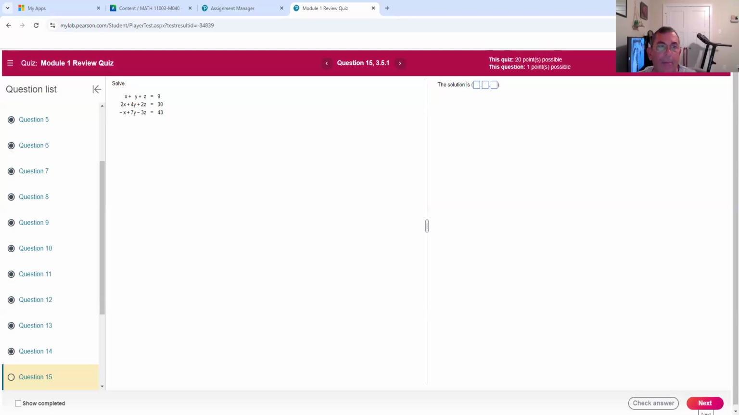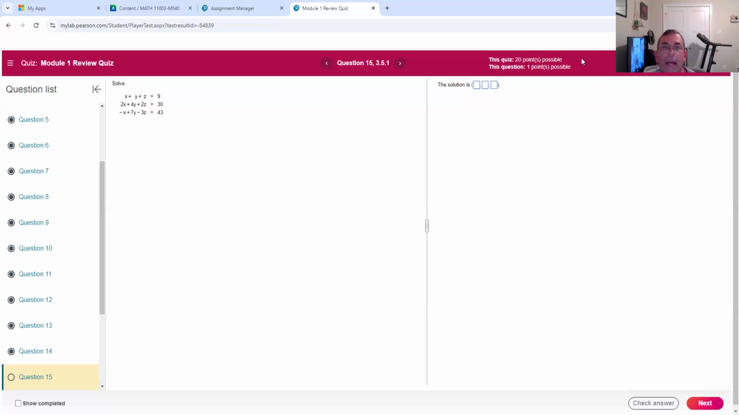All right, y'all, let me write my numbers down. I'm doing these on the calculator. So I got X plus Y plus Z equals 9. 2X plus 4Y plus 2Z equals 30. And then a negative X plus 7Y minus 3Z equaled 43. So I'm going to use my matrix on the calculator to solve this.